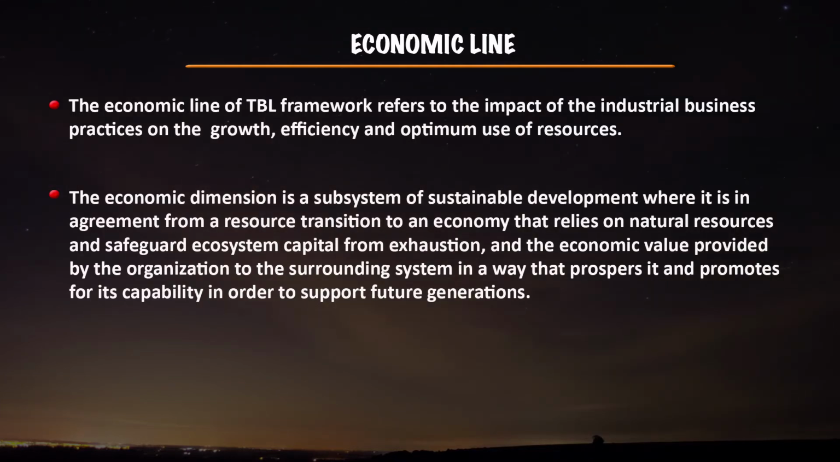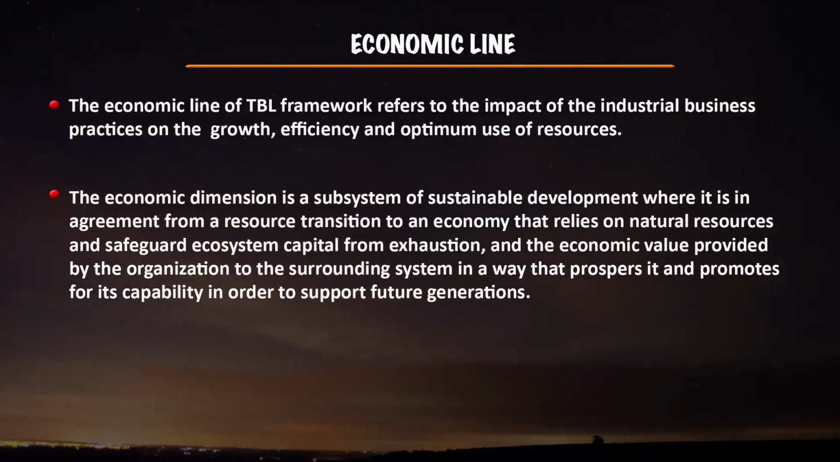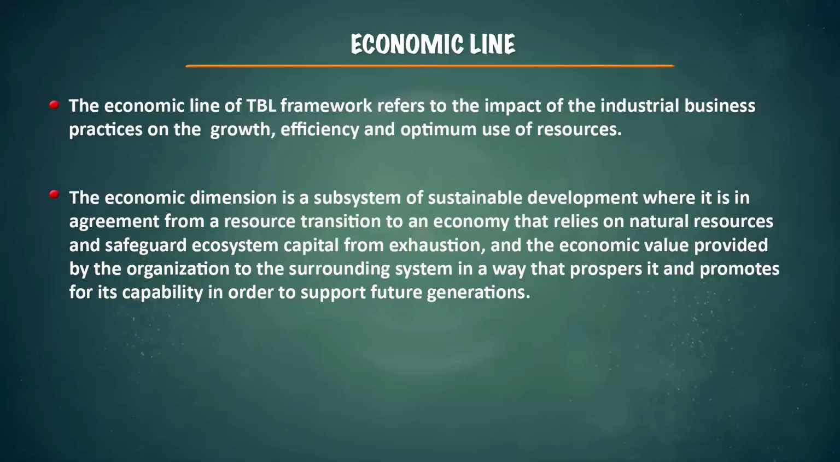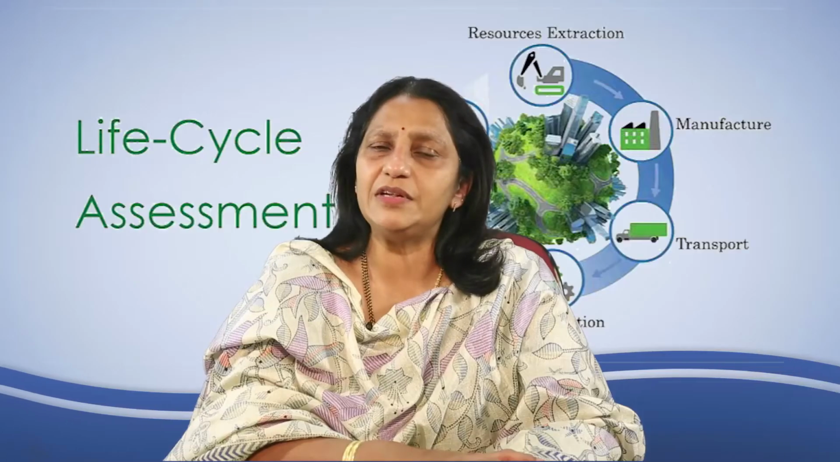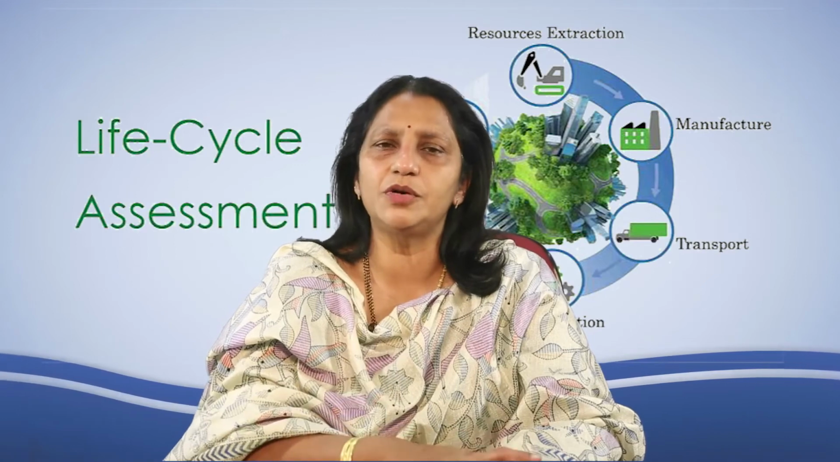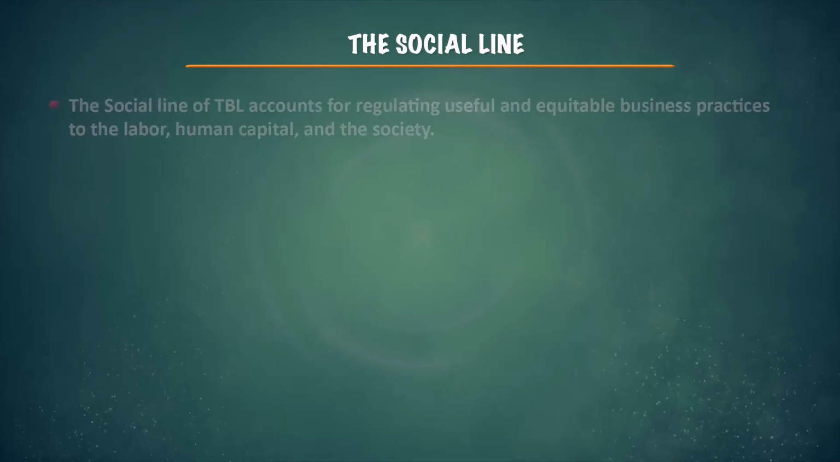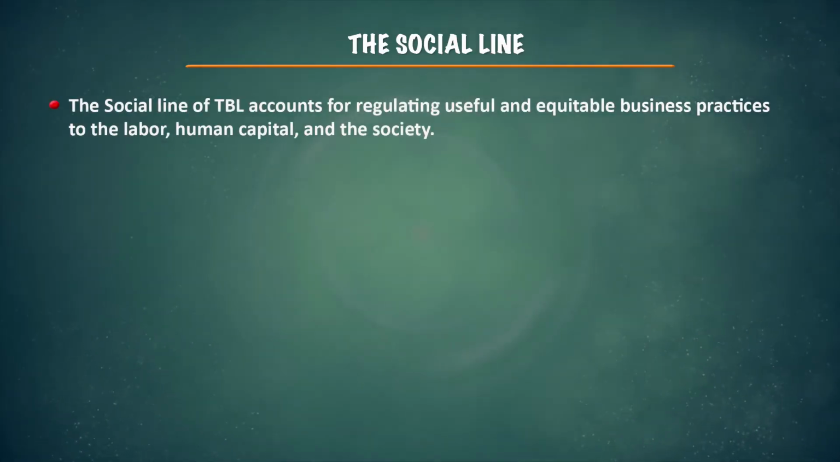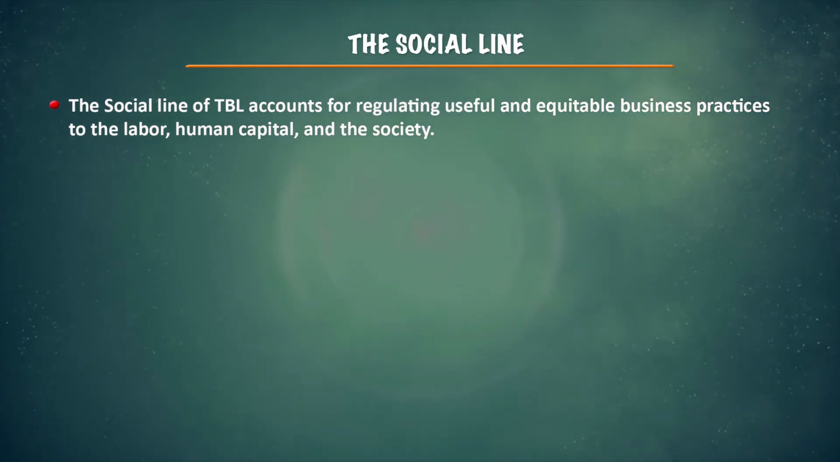And the economic value that is provided by the organization to the surrounding system in a way that prospers it and promotes its capability in order to support future generations. If you see the social line of the triple bottom line, that tells about the regulating and useful and equitable business practices to the labor, human capital and the society.